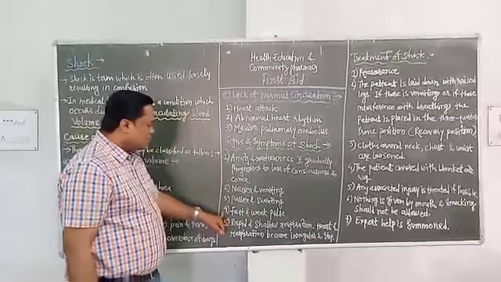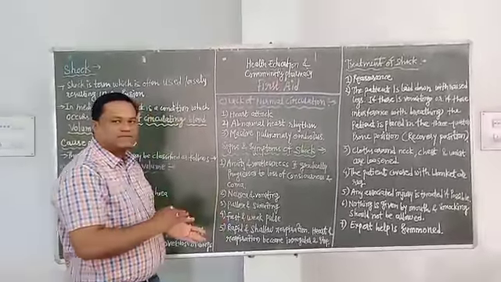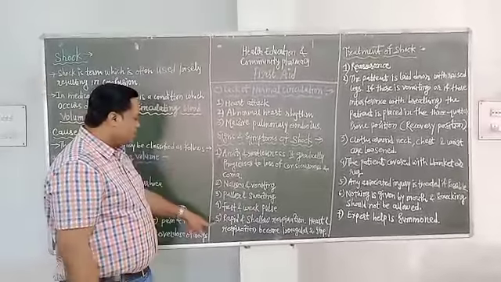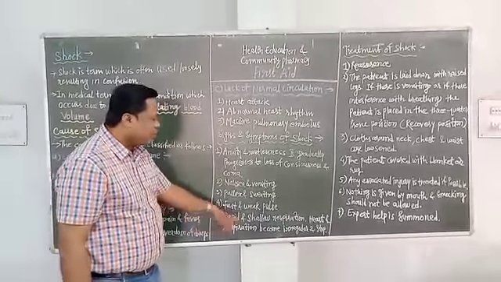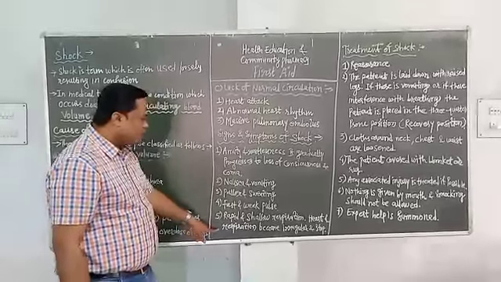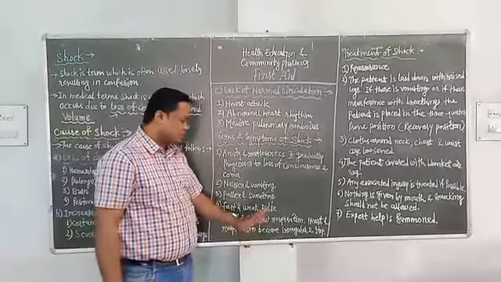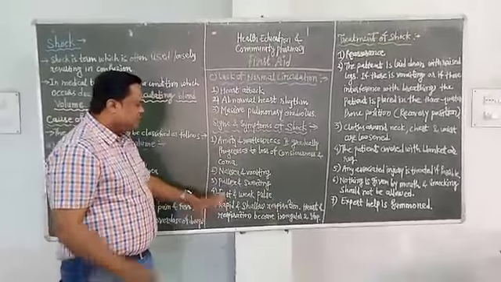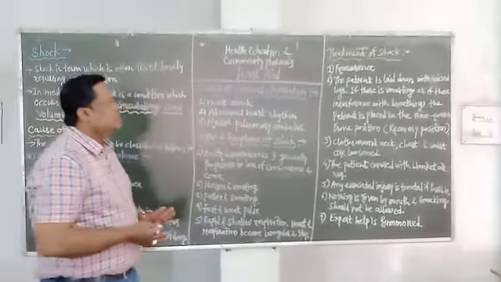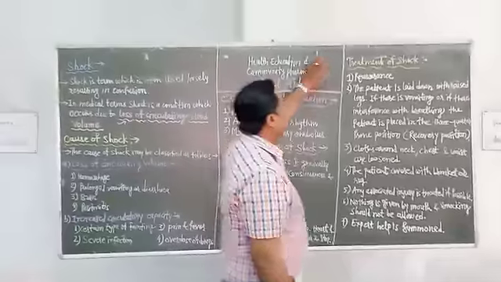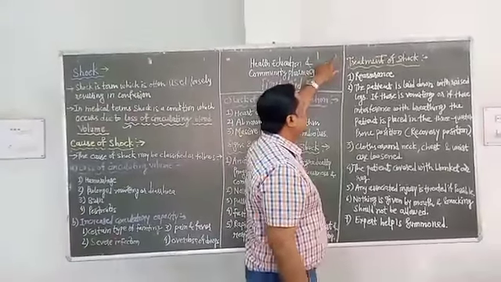Then fourth is a fast and weak pulse, means the pulse can be irregular. Then fifth is rapid and shallow respiration. Then heart and respiration become irregular and stop, means the respiration can be irregular in this condition. Then next you have to see the treatment of shock in first aid.